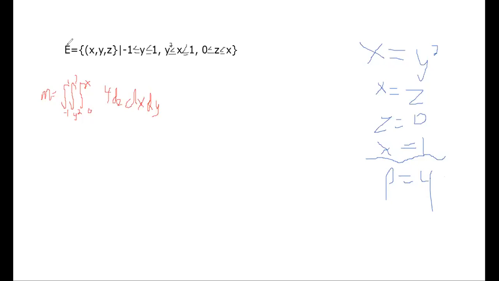So here, if we look at what this region's going to create, z needs to go from 0 to x. And then x needs to go from y squared to 1.